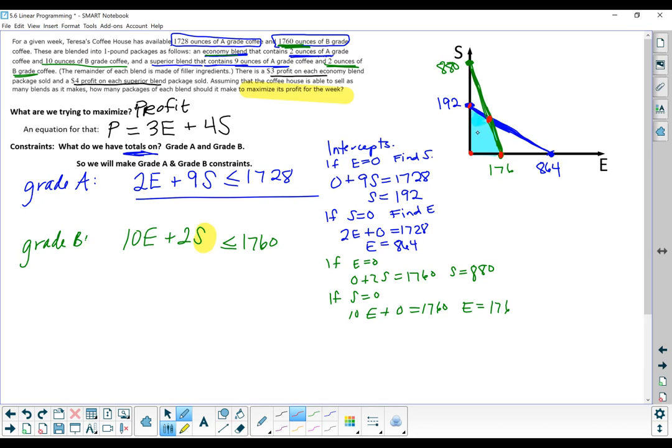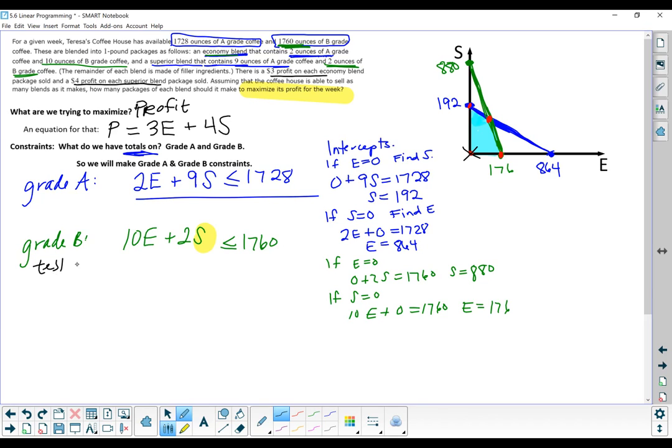So, obviously you could make this many bags of each or this many bags of each, but to really maximize it, you want to be on the edge of that shape at a vertex. So we have 4 potential answers or 4 potential places where we might want to operate. Obviously, the origin is not going to be it, because you're not going to get a maximum profit if you make 0 of each. So we really just have 3 points that we need to test.